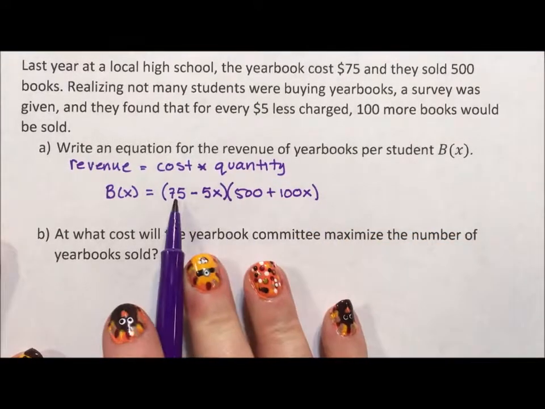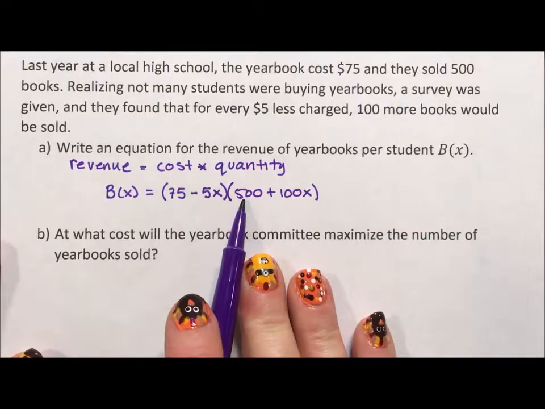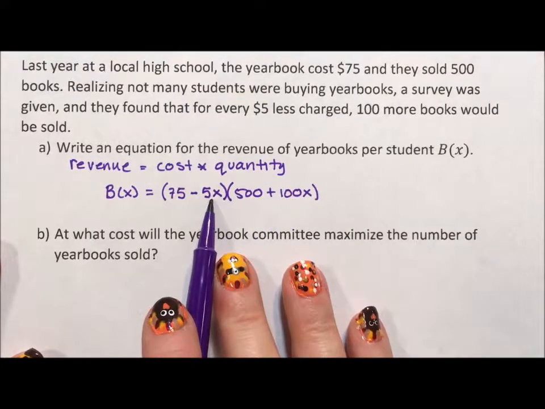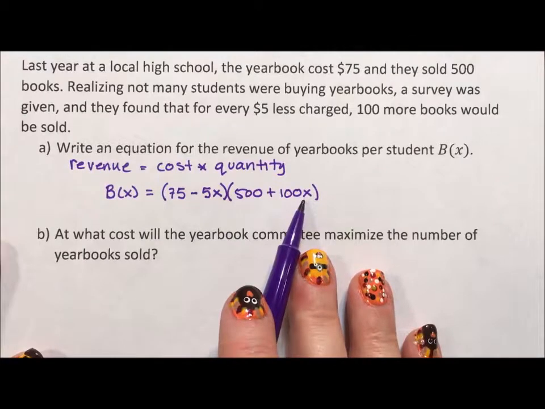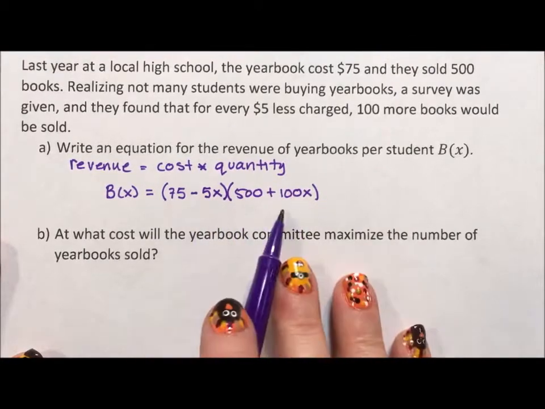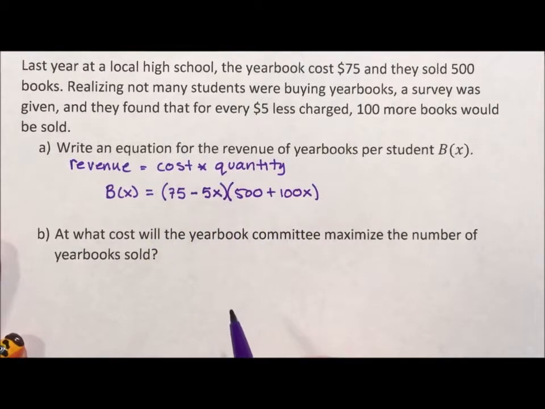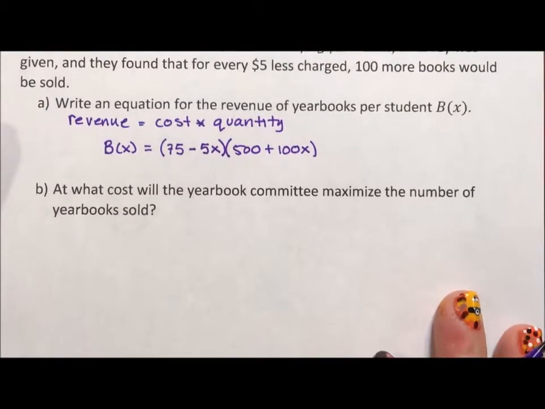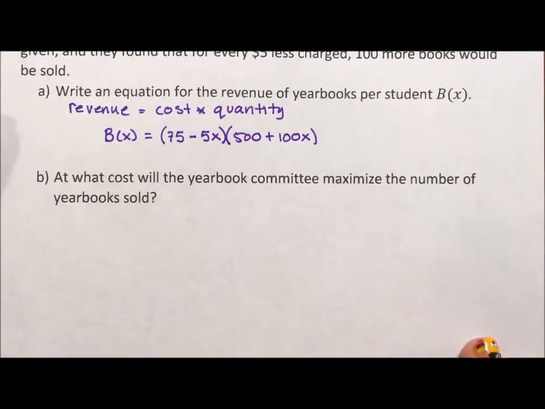So $75 goes with 500, but if we drop it $5, we'll get 100 more. If we drop it $10, x equals 2, we'll get 200 more, so on and so forth. Here's our base equation. It says, at what cost will the yearbook committee maximize their number of yearbooks sold? Because at the end of the day, that's what we're really worried about, is maximizing revenue.